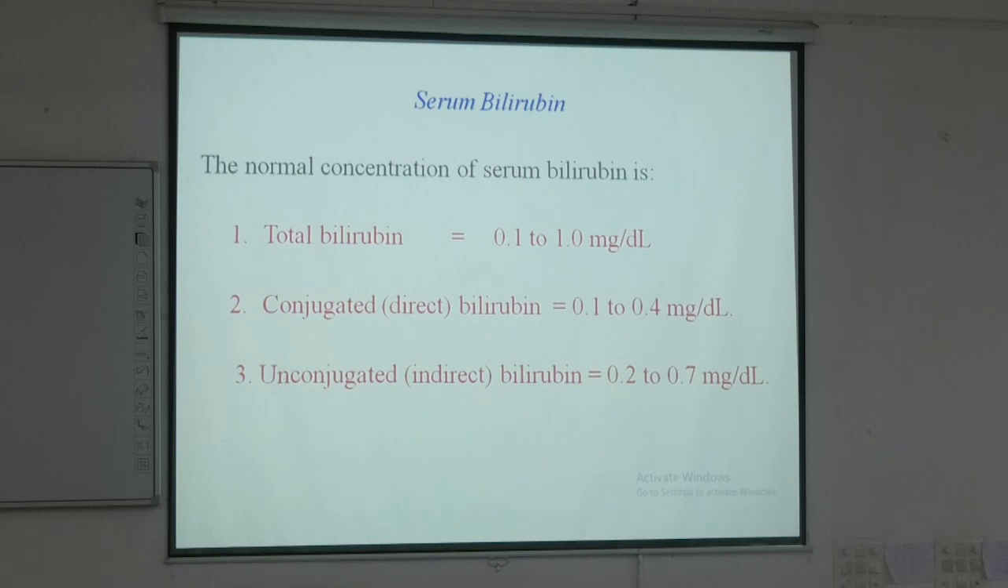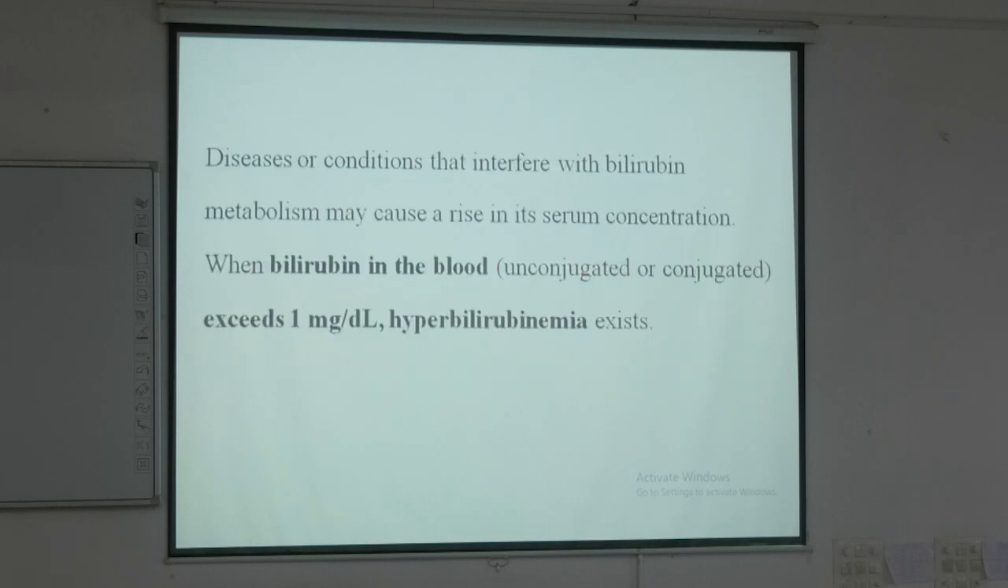Understand? तो हमारी बॉडी में दोनों होते हैं, जब टोटल बिलिरुबिन की बात करते हैं तो वहां पे दोनों बिलिरुबिन काउंट किए जाते हैं, ठीक है। अब डिक्रीज एंड कंडीशन दैट इंटरफेयर विद बिलिरुबिन मेटाबॉलिज्म कॉज राइज इन सीरम कंसंट्रेशन, व्हेन बिलिरुबिन इन द ब्लड एक्सक्रीट फ्रॉम 1 mg/dL, इट इज आइदर अनकंजुगेटेड और कंजुगेटेड, इट इज आइदर इनडायरेक्ट और डायरेक्ट, ओके। सो दे कॉज hyperbilirubinemia. When the value is exceeded from the normal one, it causes hyperbilirubinemia.